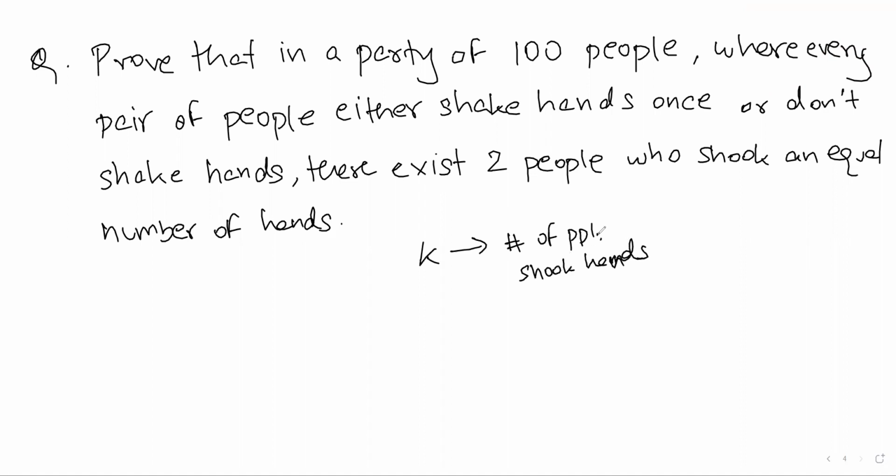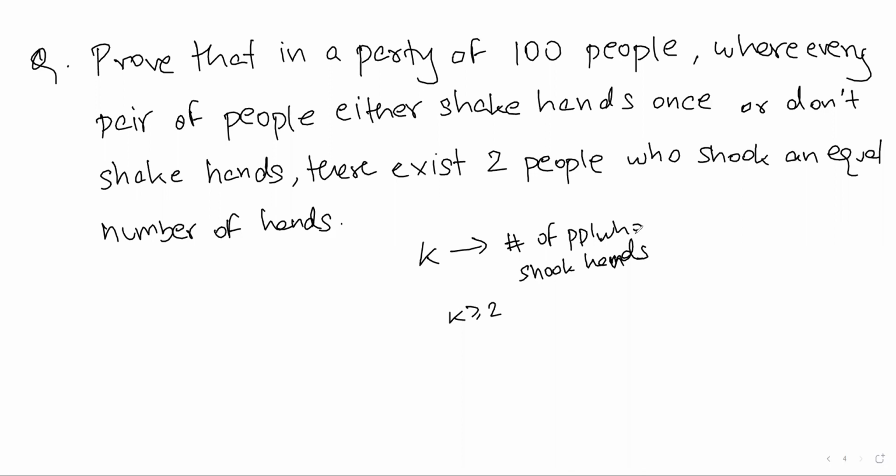For the base case, we can't take k equal to 1, because if a person has shaken hands, then there has to be another person who has shaken hands with him or her. So there have to be at least two people who have shaken hands. If we take k equal to 2, then 100 minus k equals 98. Those 98 people haven't shaken hands at all, which means they have 0 handshakes. So in this case, there exist two people with an equal number of handshakes, because 98 people haven't shaken at all.